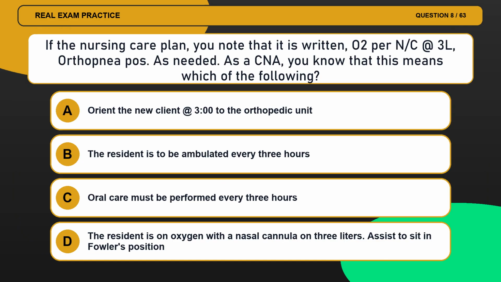Question 8. In the nursing care plan, you note that it is written, O2 N/C at 3L, orthopnea POS, as needed. As a CNA, you know that this means which of the following? Option A, orient the new client at 3 o'clock to the orthopedic unit. Option B, the resident is to be ambulated every 3 hours. Option C, oral care must be performed every 3 hours. Option D, the resident is on oxygen with a nasal cannula on 3 liters. Assist to sit in Fowler's position.